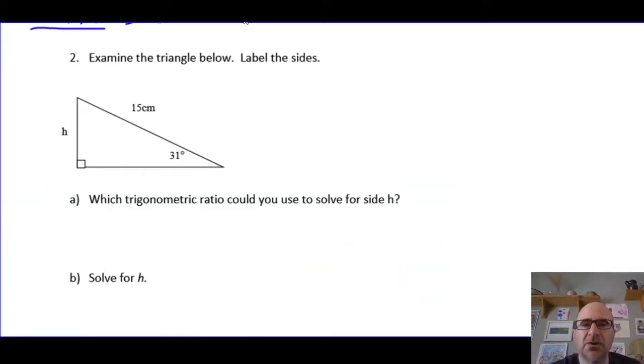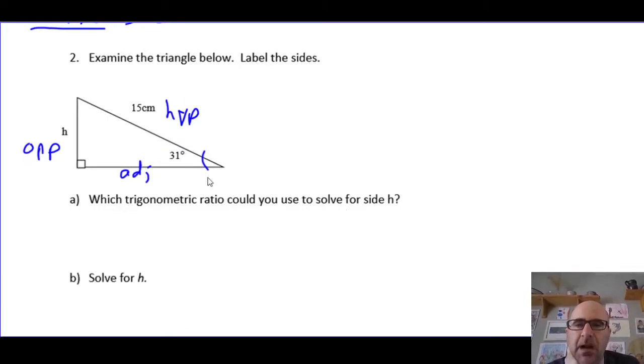Okay, so here we've got a triangle with an angle of 31 degrees. And we have the hypotenuse, that's 15, so that's the hypotenuse. And then across from the angle is the opposite side. This is the adjacent side. Okay, so we want to solve for side H here. What trigonometric ratio could we use here?